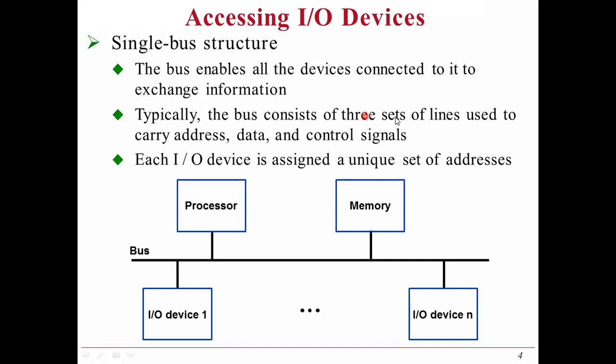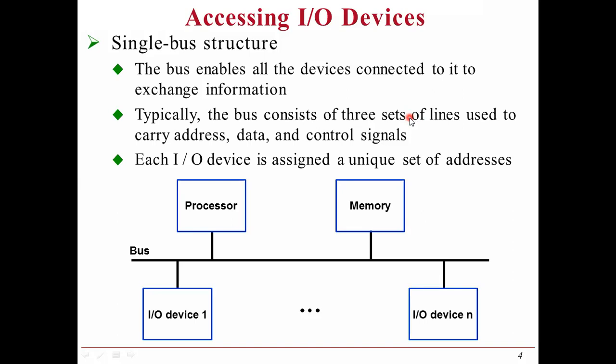Typically, the bus consists of 3 sets of lines. What are the sets of lines? You remember, in the first unit, we learned the bus structure: address lines, data lines, control lines. Based on address lines, what can we know? The total memory capability of the processor. If 16 address lines are there, total memory locations are 2 power 16. If 20 address lines are there, the total memory locations are 2 power 20, that is 1 megabyte.